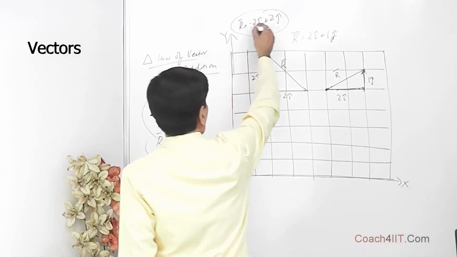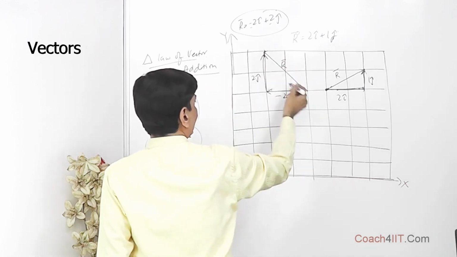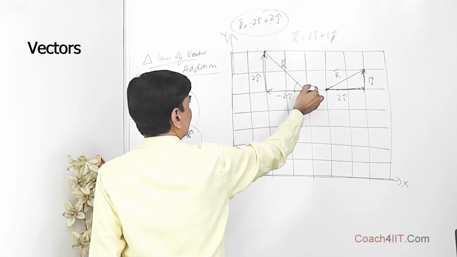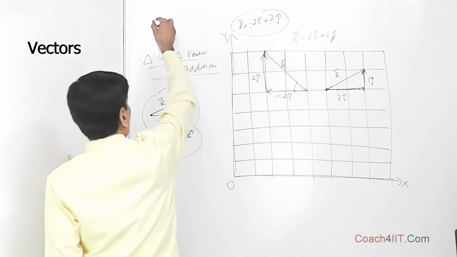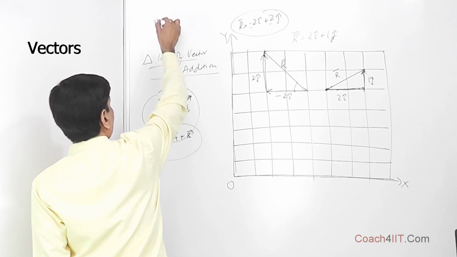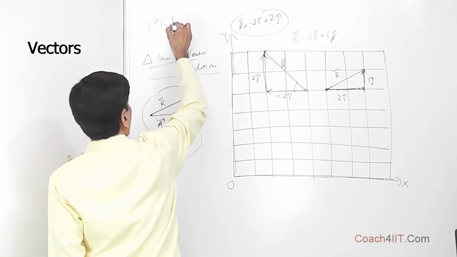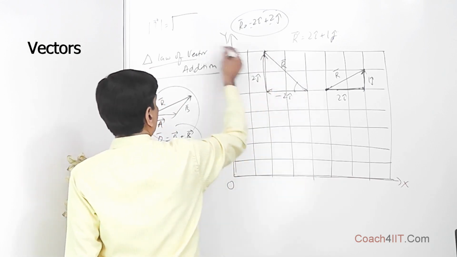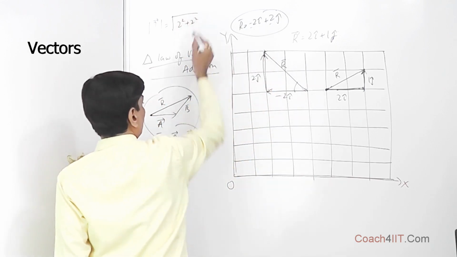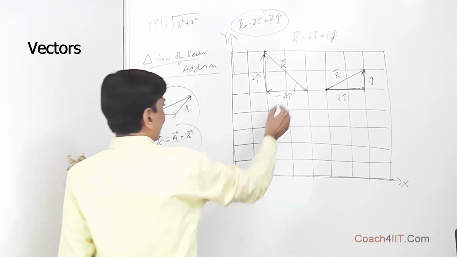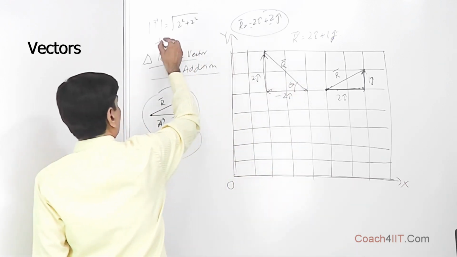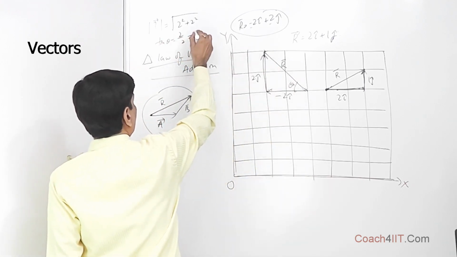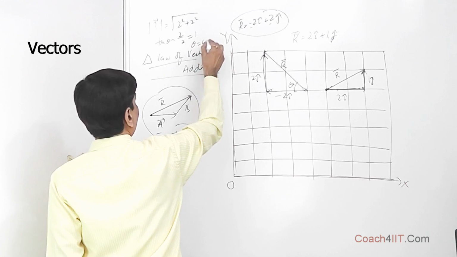Magnitude is going to be this square plus this square under root, in this right angle triangle. This length, that is the magnitude, is the length of this displacement, the length of this vector. This is 2 units, this is 2 units. So this is 2 square plus 2 square under root. This is the magnitude. And the direction is theta, that is tan theta is equal to 2 by 2, that is 1. So theta is equal to 45 degrees.